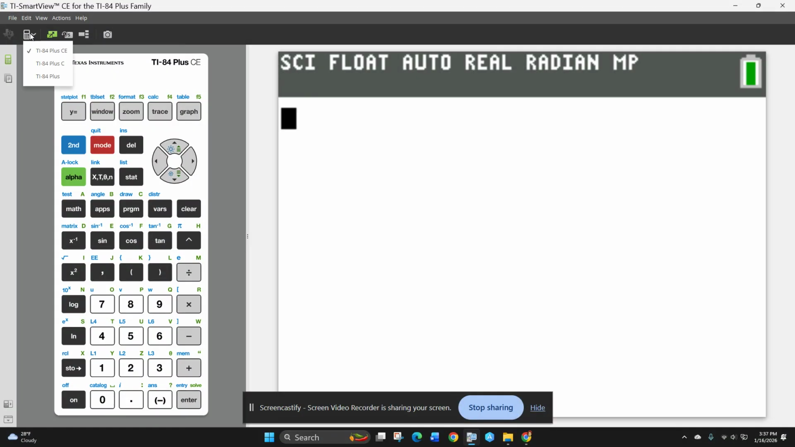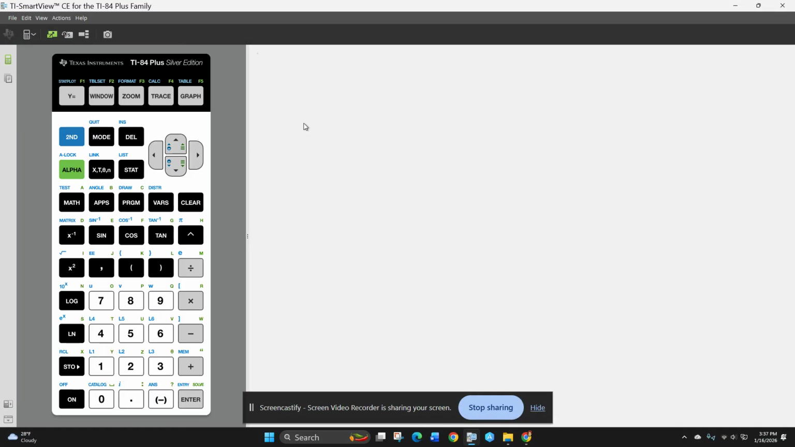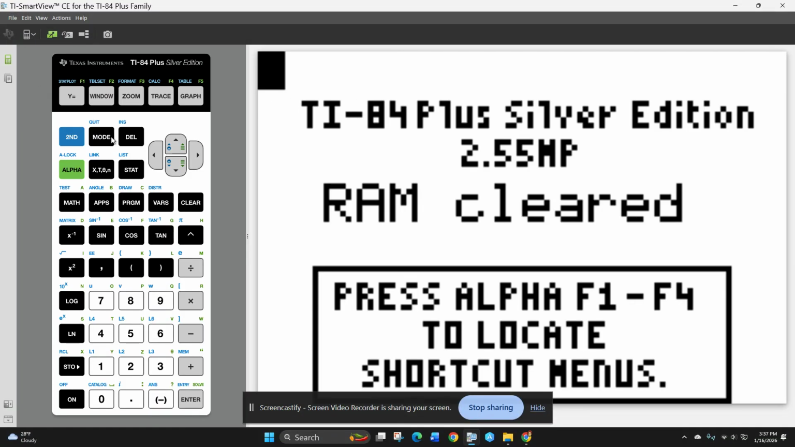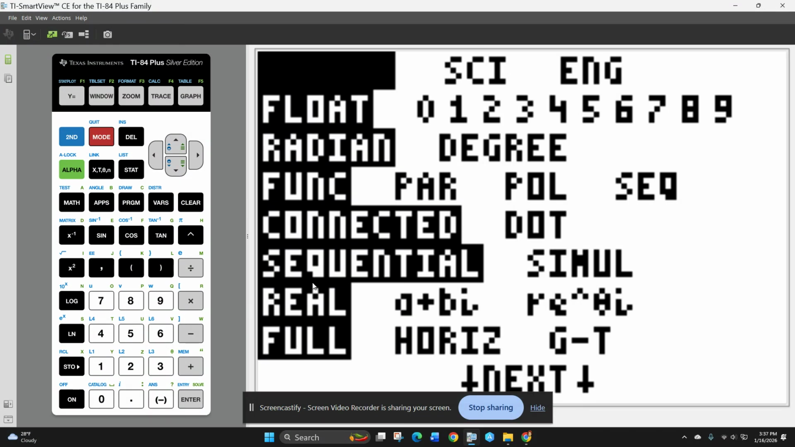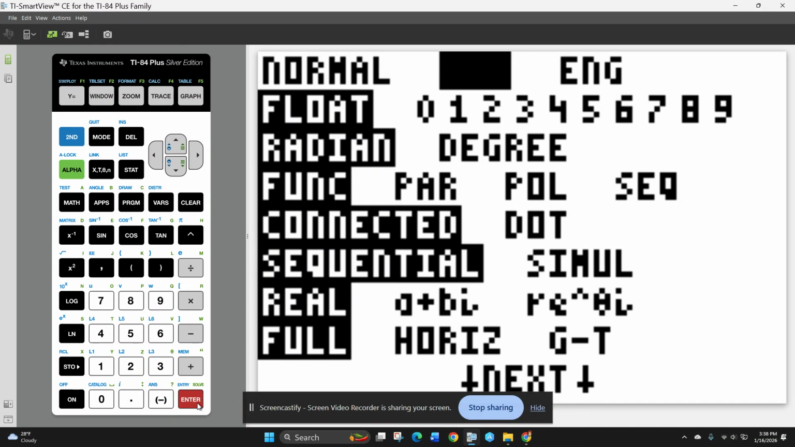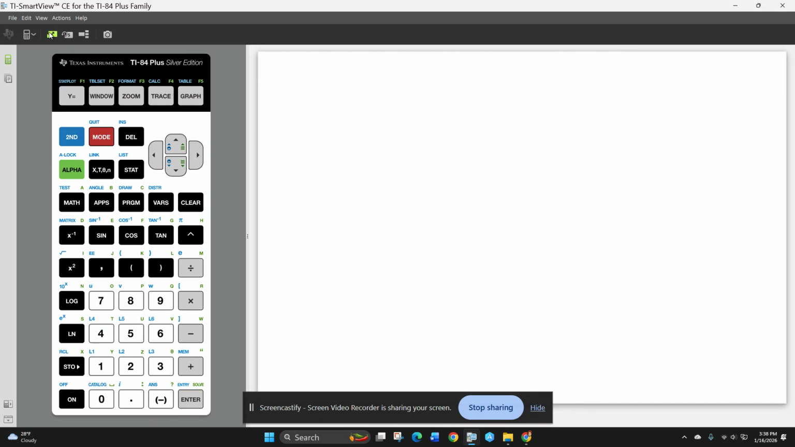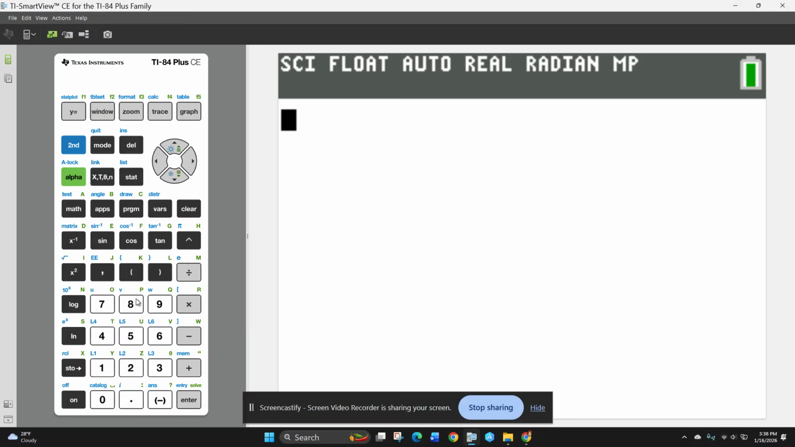In a regular OG calculator, same type of thing here. You're going to press mode. You just have less options here, but again, you start in normal mode after you clear the memory. So we arrow over to the right side and we make sure we press enter to highlight scientific notation there. Again, you press second quit, and then everything from here on out is going to be the same between the two calculators.